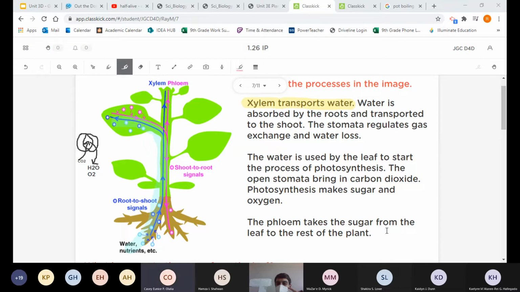Like in our own words, or can we read what you wrote? Either one. The bottom says the phloem takes the sugar from the leaf to the rest of the plant. Very true, right? So Casey, where is the sugar in the plant? In the leaf? Yeah, very good, right? The sugar is being generated as a result of photosynthesis.